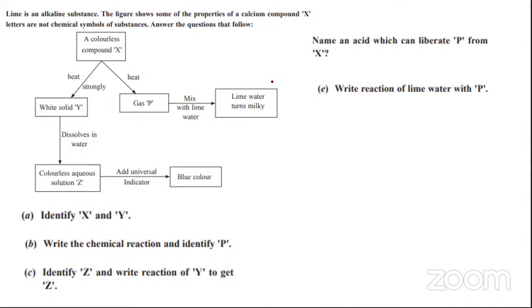So this flowchart is even given to you. You have to find out which compounds they are. Okay. You have to identify X and Y first. X, Y, P we have to do, and then Z. Okay. We'll go through it. Discuss it after 5 minutes.